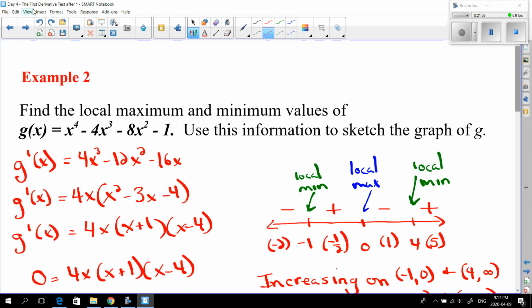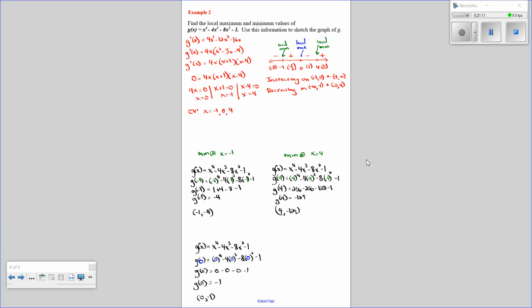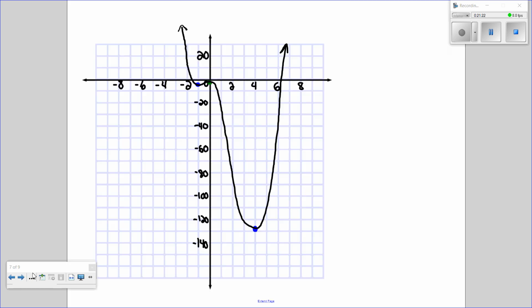All right, the last thing I want to do is show you what the graph of this curve would look like. Really all I have here are 3 points to plot: (-1, -4), (0, -1), and (4, -129). Plot those 3 points. There's -1, -4. That point would be 0, -1. This point would be 4, negative 129.